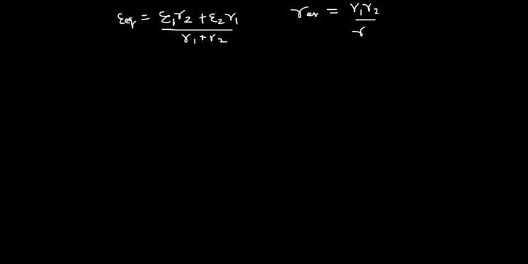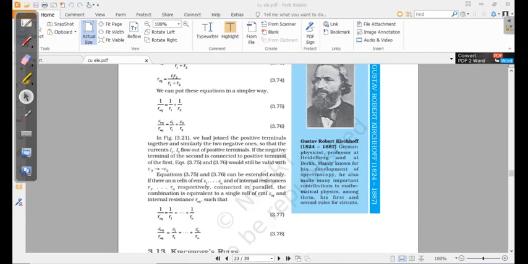Now one point I want to discuss: there are many methods to write this derivation's final answer. Let us see that now. Here you can see they mentioned one point, that there are many types, and this is one of them. 1 by R equivalent is equal to 1 by R1 plus 1 by R2.